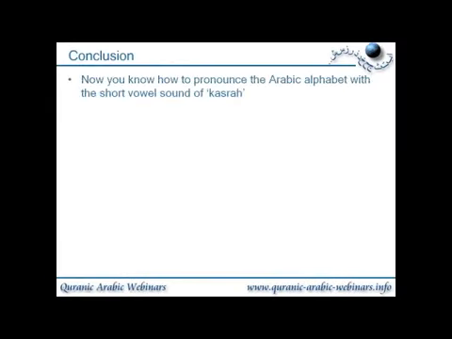Conclusion. Now you should know how to pronounce the Arabic alphabet with the short vowel sound of Kasrah.